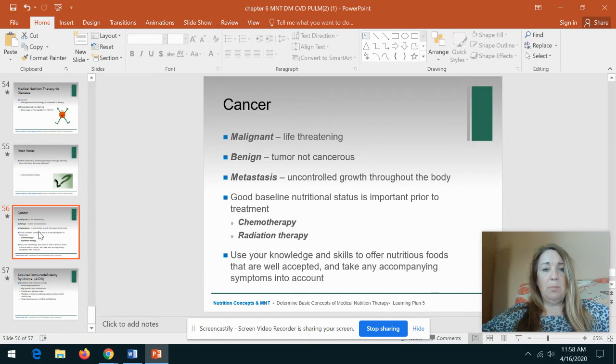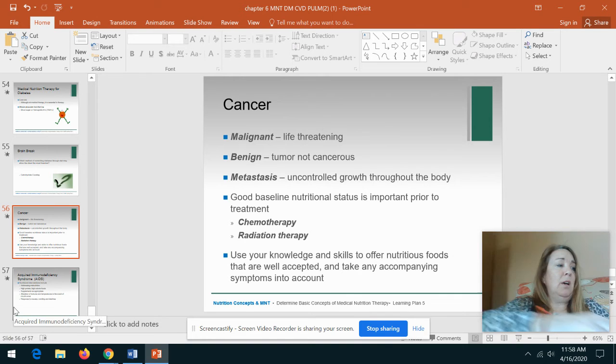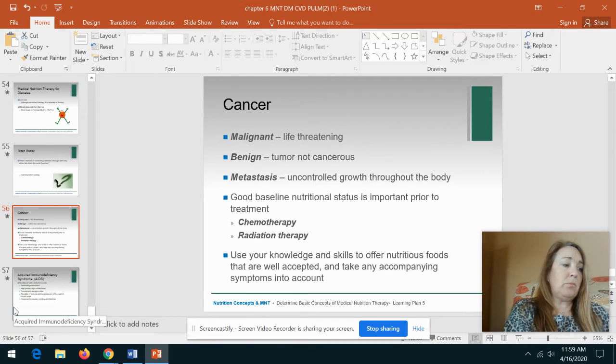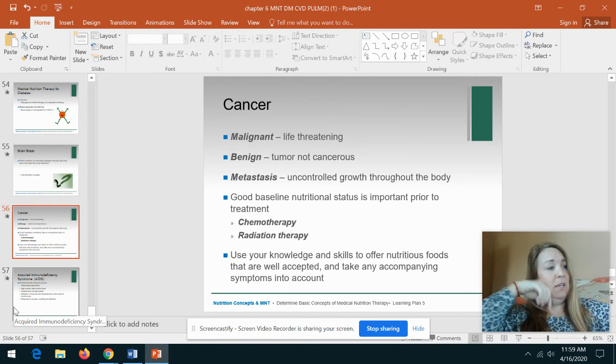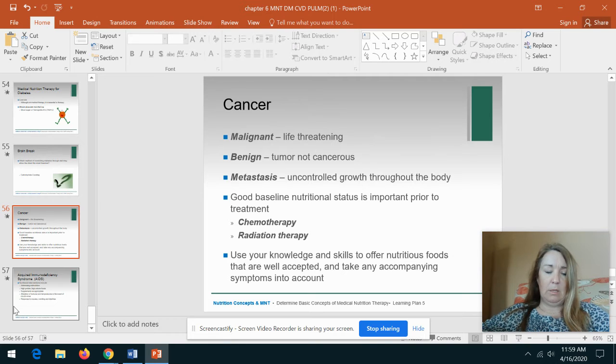Our last 2 slides in Chapter 6 deal with cancer and HIV/AIDS. So we're looking at, for cancer, a term called cancer cachexia. And remember when we talked about CHF, congestive heart failure, we talked about that term cardiac cachexia, which is the wasting away of that heart muscle and really causing some problems nutritionally for that individual. Cancer cachexia, CACHEXIA. It's malnutrition caused by cancer or the cancer treatment.